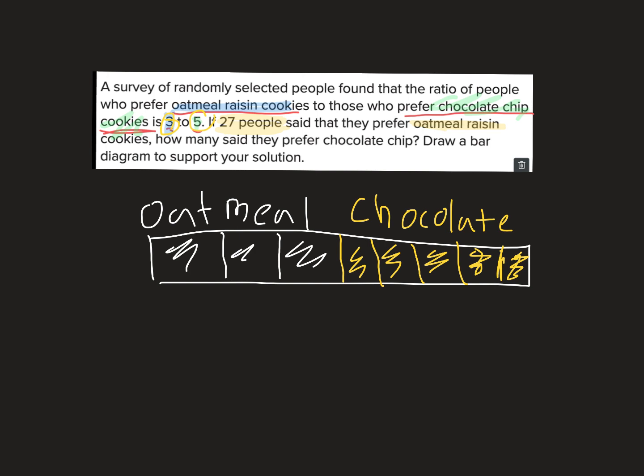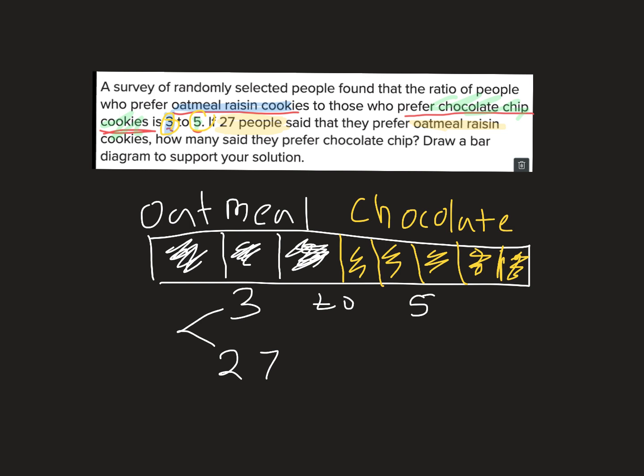So now we are looking at 27 people who like oatmeal cookies. So originally we had 3 to 5, and now we know that the oatmeal is going to be 27, but our ratio is going to stay the same. So we are going to 27. We need to figure out, how do I go from 3 to 27? How much is each part of this bar diagram?